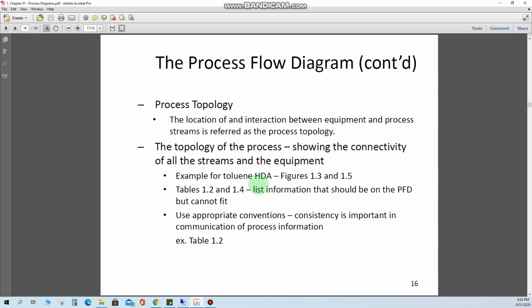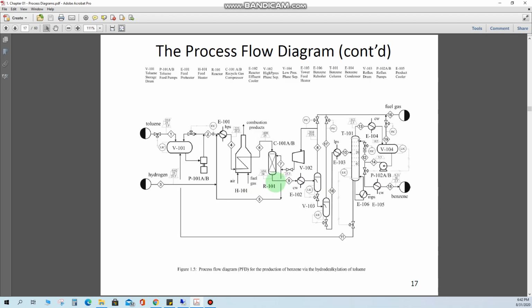The example that we have seen earlier is the HDA process, that is hydrodealkylation of toluene to produce benzene. You can see these figures here. This one is the process flow diagram. The same process we saw earlier in the form of a block flow diagram that contained only 3 to 4 blocks. Now this process flow diagram is more detailed compared to the block flow diagram, and we will see what additional information we need to make this process flow diagram.